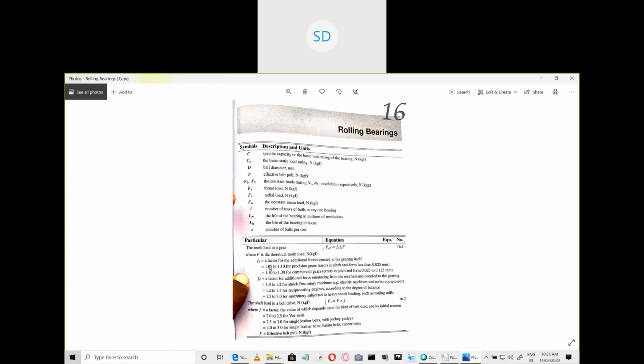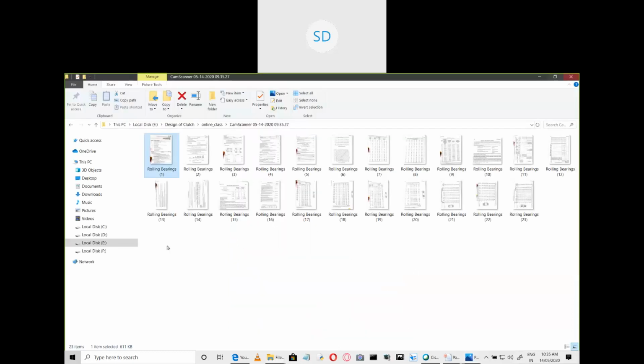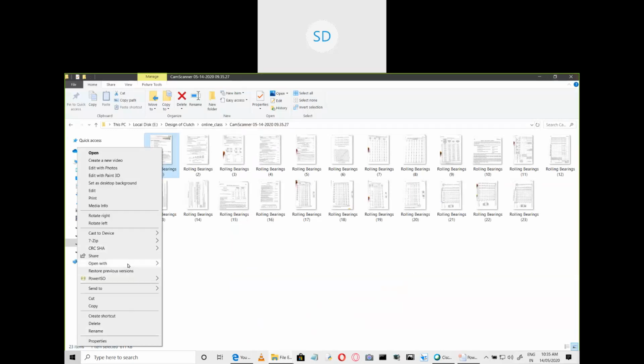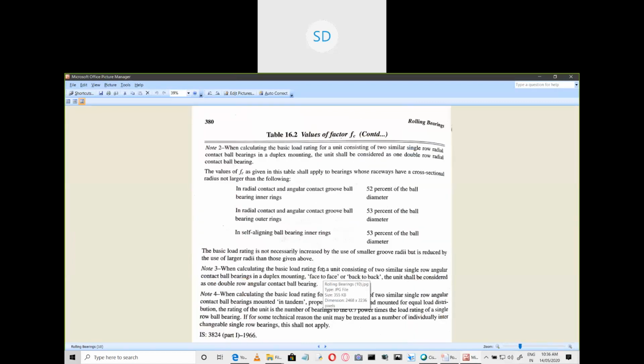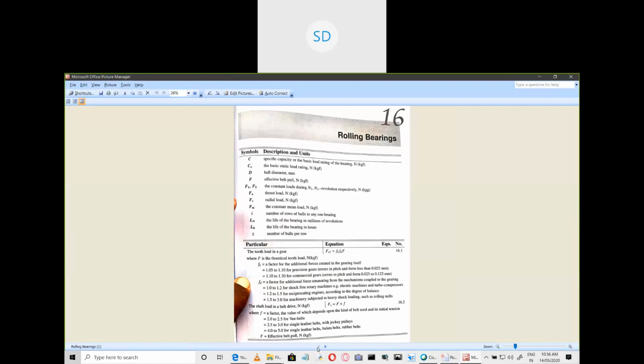Now, if you have to find the load, suppose the bearing is used to transmit the power through the gear drive, you can calculate the load. If the bearing is used to transmit the power through the belt drive, that is equation numbers 16.1 and 16.2. Page number.